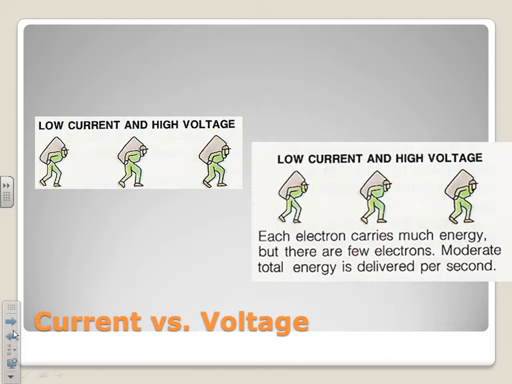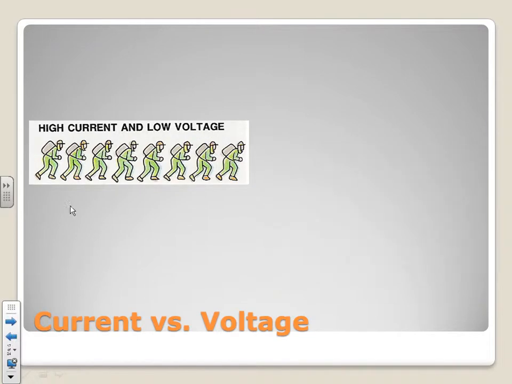On the other hand, high current but low voltage, right? If it's high current, that means what? There are a lot of electrons, but they don't have much energy. Good.